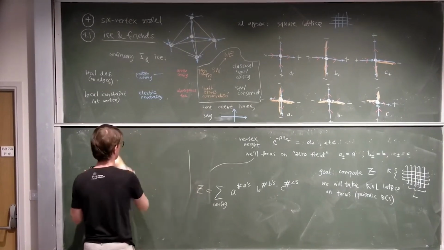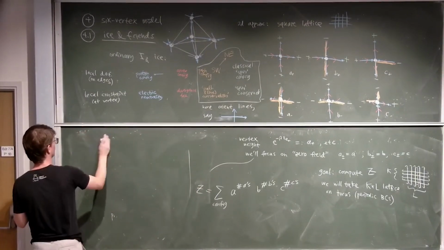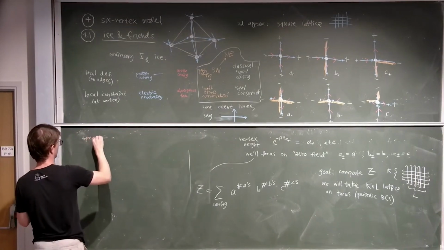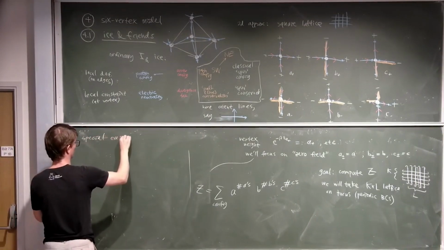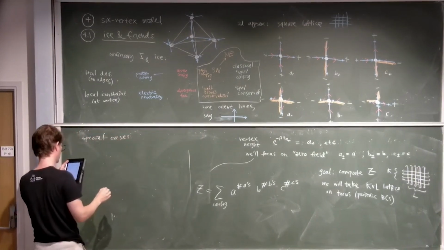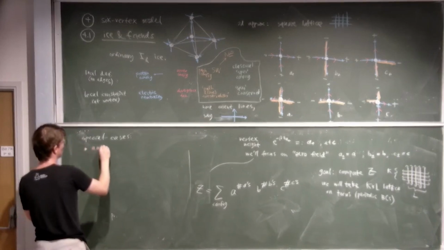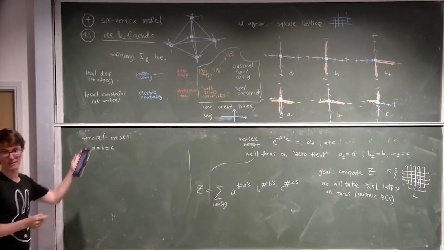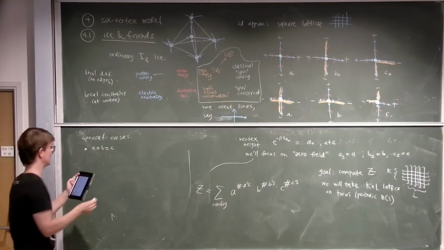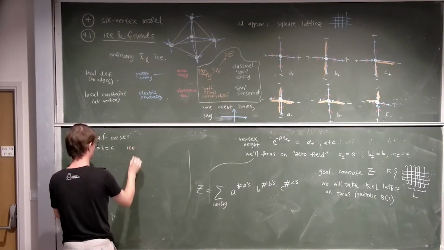Okay, so special cases. Just for historical name reason, it's good to give some names. So the case where these vertex weights A, B, and C are equal, so each of these configurations is equally likely, this is the actual ICE model itself. So not ICE type, but just ICE.